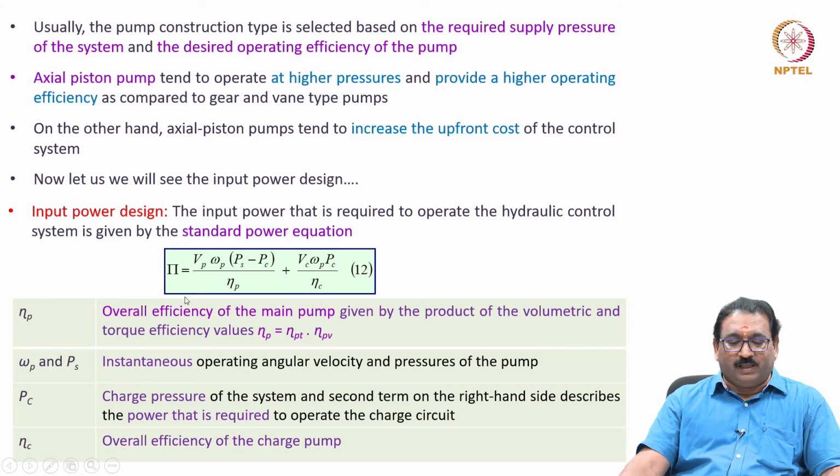Here nu P is the overall efficiency of the main pump, which is given by nu Pt into nu Pv. Omega p and Ps are the instantaneous operating angular velocity and pressure of the pump. Pc is the charge pressure of the system, and the second term describes the power that is required to operate the charge circuit. Here nu C is the overall efficiency of the charge pump.